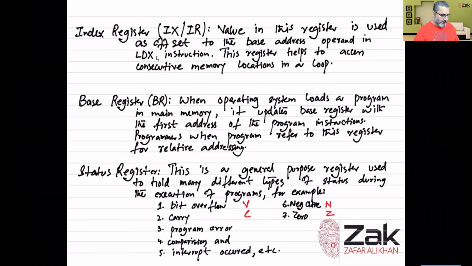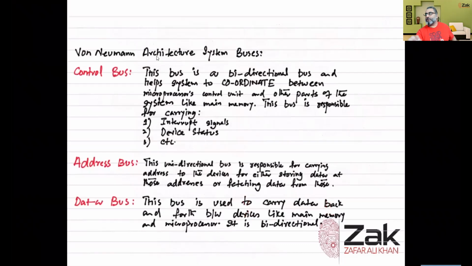And then the last thing that we discussed today was buses. So Von Neumann architecture system buses. The control bus is bidirectional, data can come in and go out. The control unit uses it to sync with all the parts of the microprocessor and outside. This bus helps the system coordinate between the microprocessor, control unit, and other parts of the system like main memory.